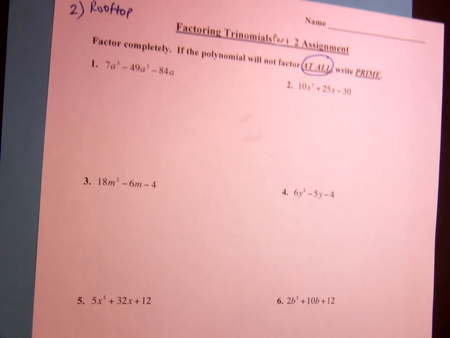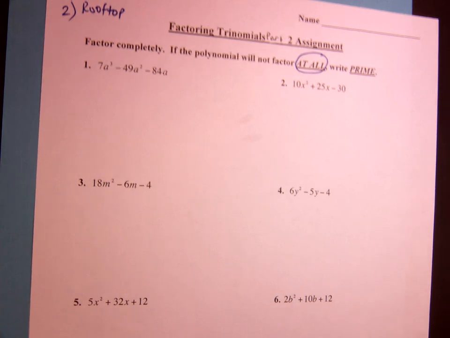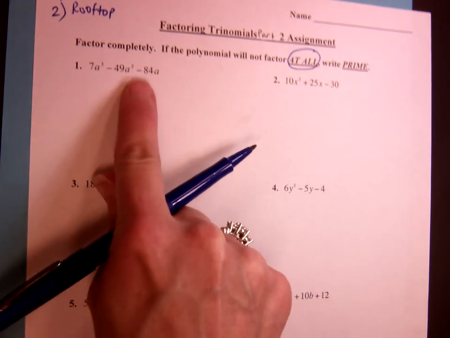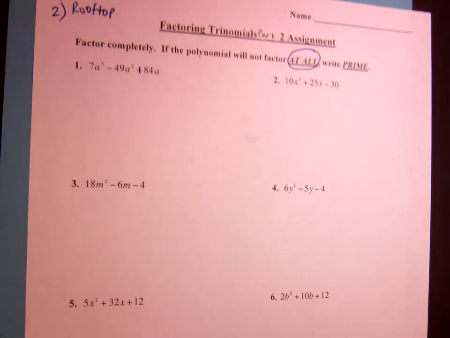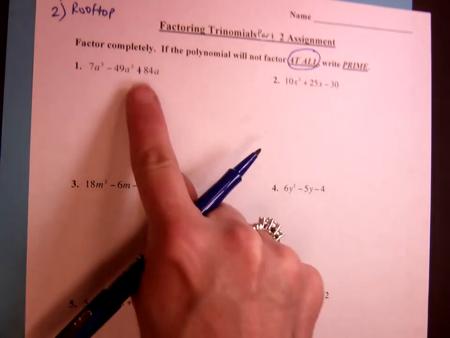Now, one thing you're going to need to do is, there's a typo on this one. Number 1, this minus 84 needs to change to plus 84, okay? The minus right here changes to a plus.